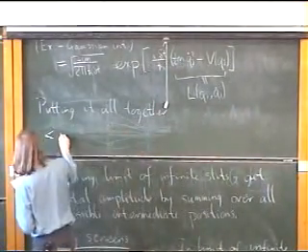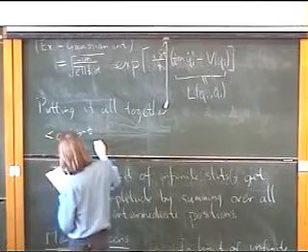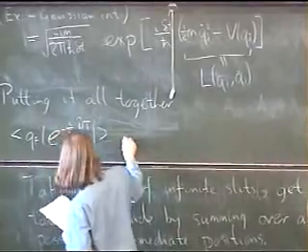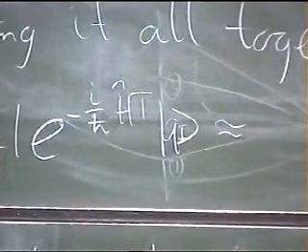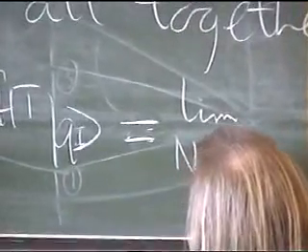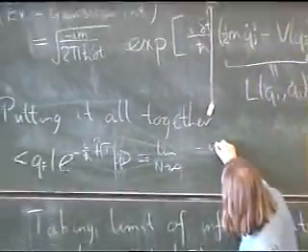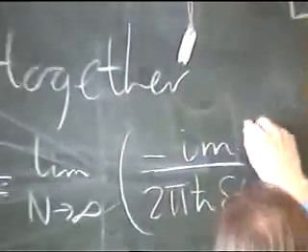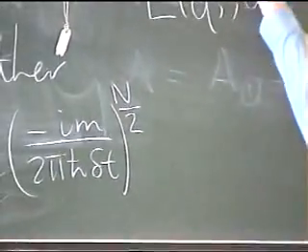So q f, e to the minus i over h bar, H t, q i. Okay, so to be precise, it will be the limit as n goes to infinity or as delta t goes to 0. So we'll get n of these factors, so we'll have minus i m over 2 pi h bar delta t to the power of n over 2, then we've got n of these factors. And then we get a factor of this.